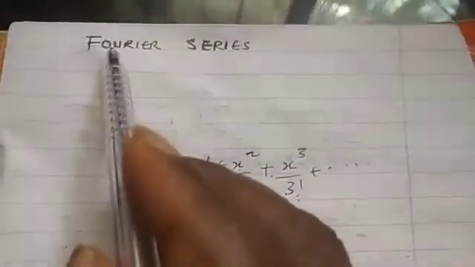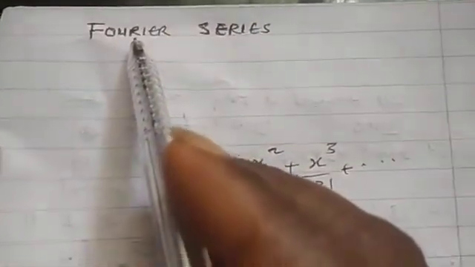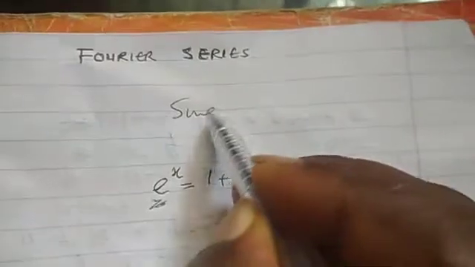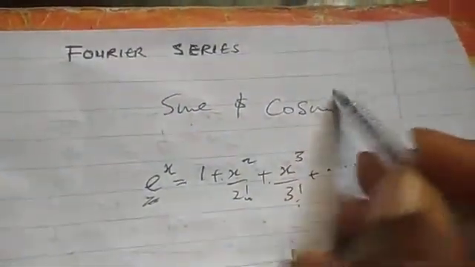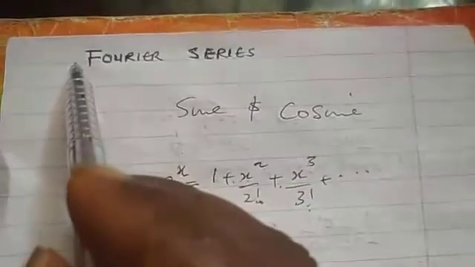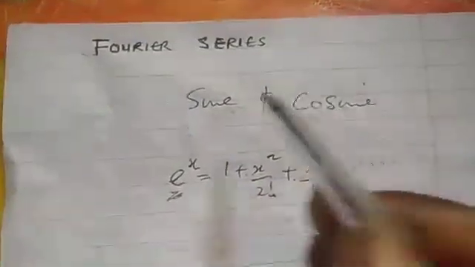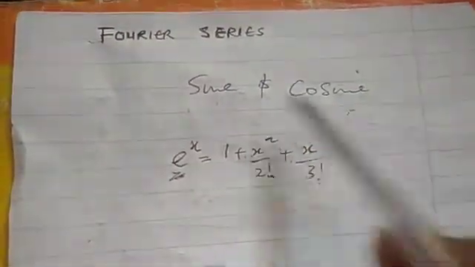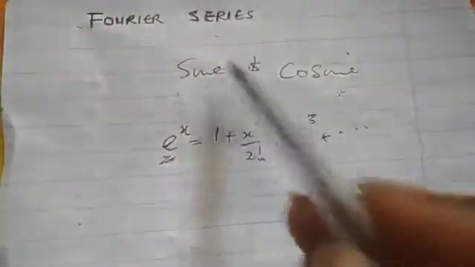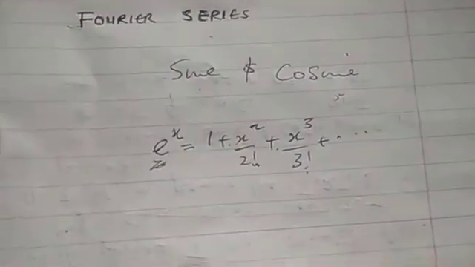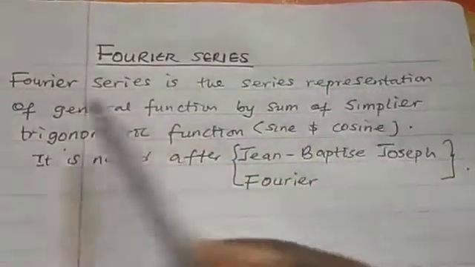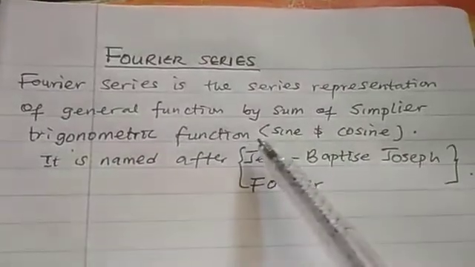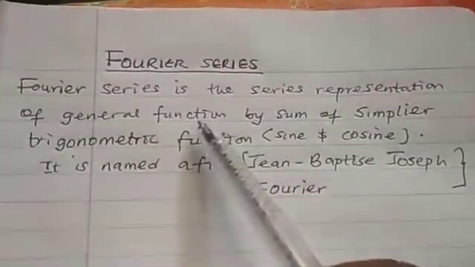But in Fourier, we normally represent a function in terms of sine and cosine. That is, sine and cosine functions, or we can say trigonometric functions. So when we express a function in terms of trigonometric functions, the type of series is called a Fourier series. Now let's take the definition. A Fourier series is the representation of a general function by a sum of simpler trigonometric functions, that is, sine and cosine.